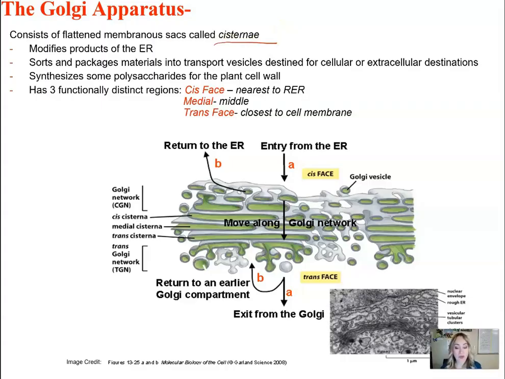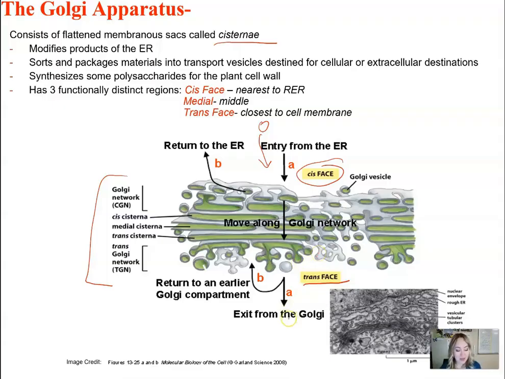So the job of the Golgi apparatus is to modify products of the ER, sort them, and package them into vesicles. Then we're going to notice that we have three distinct regions of Golgi. The cis face is facing the ER because that's where the vesicles are coming from once they are pinched off. Then they're going to move along through the medial cisterna, which is that medial region, and be modified. Then they will end up in the trans face. This is the region where the pinching of vesicles occurs again.